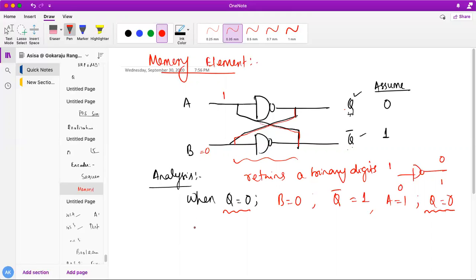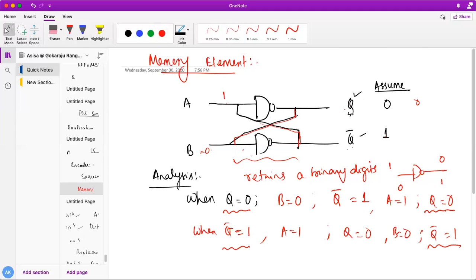Now let's take Q bar as 1. Now A is connected to Q bar, so A is 1. If A is 1, my Q is 0. If Q is 0, Q is connected to B, so B is also 0. If B is 0, this is just an inverter, so I will get Q bar as 1. See here, I assumed 1 and finally I have retained 1.